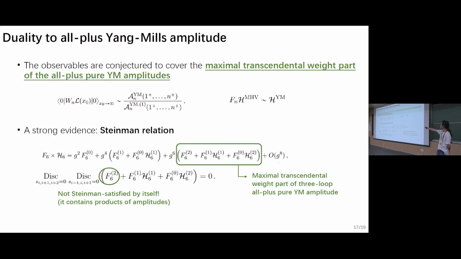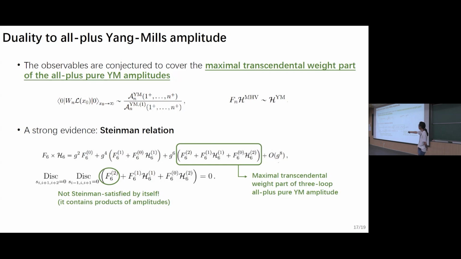You can see that if you take the product of our observable with the hard function of the MHV amplitude in the super Yang-Mills theory, it will correspond to the maximal transcendental weight part of the hard function for the pure Yang-Mills amplitude. And you expand it by the coupling constant, you see that this order is really the thing we're talking about, which is dual to the QCD amplitudes. Okay? So it is a conjecture that this combination will correspond to the maximal transcendental weight part of the 3-loop all-plus pure Yang-Mills amplitude. So this is of course a conjecture, but here is very strong evidence for this.